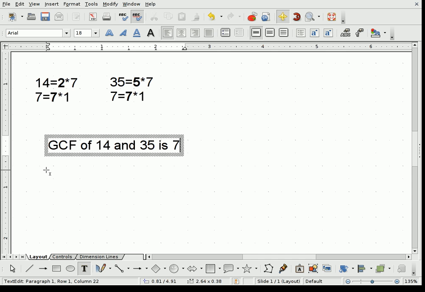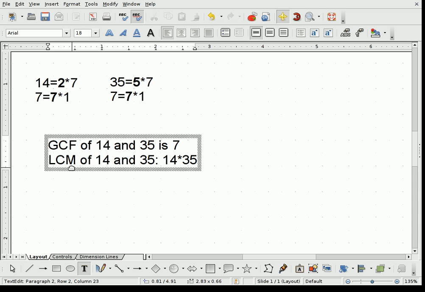Okay, and then what we want to do next is to find out what is the least common multiple of 14 and 35. The quickest way, or one of the quickest ways to do it, is to multiply the two numbers. In this case, we have 14 and 35. But we also want to divide the product by the GCF, or the greatest common factor, which in this case turns out to be 7.